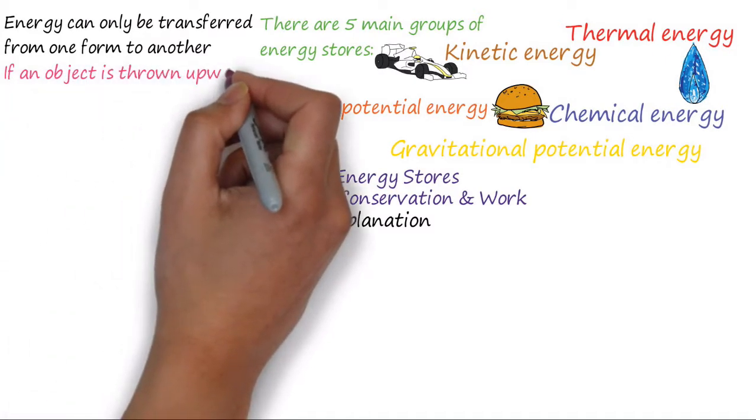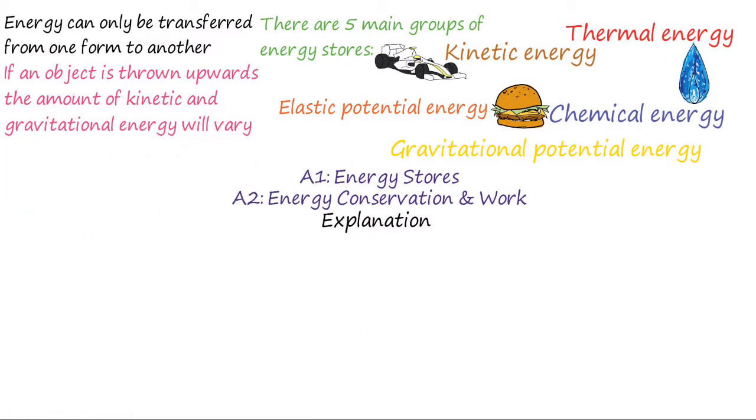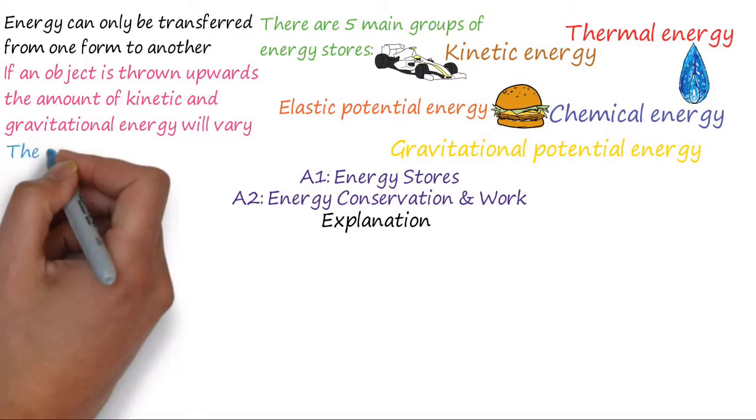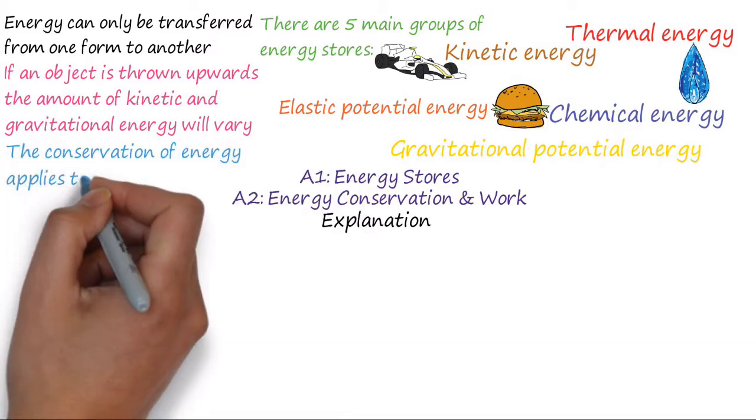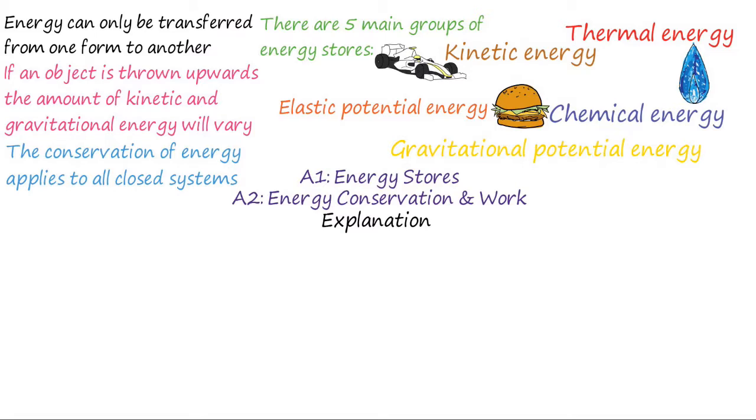Energy can only be transferred from one form to another. For example, an object will have full kinetic energy and zero gravitational potential energy the instant it is thrown from the ground. As it travels upwards, it becomes slower, losing kinetic energy but gaining gravitational potential energy. This means at the top of its journey, the object will have zero kinetic energy store and maximum gravitational potential energy store. The kinetic energy is being transferred to gravitational potential energy.